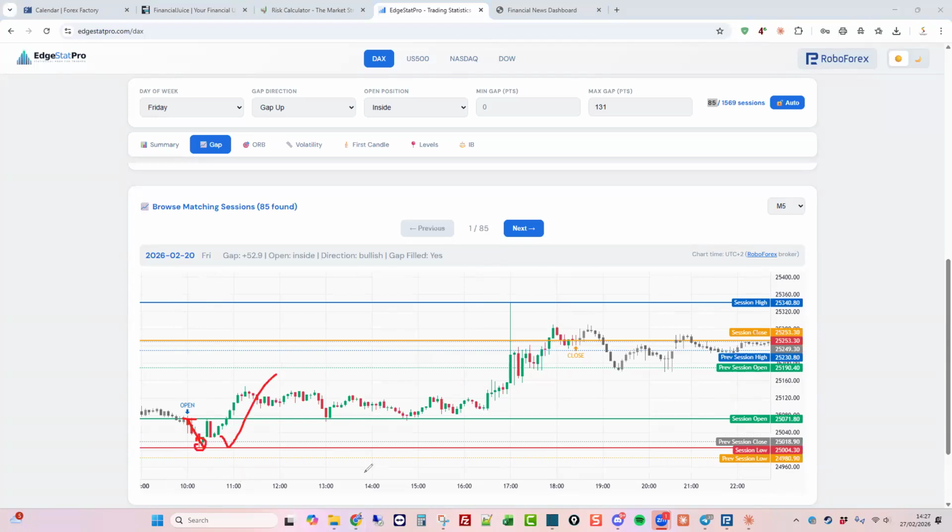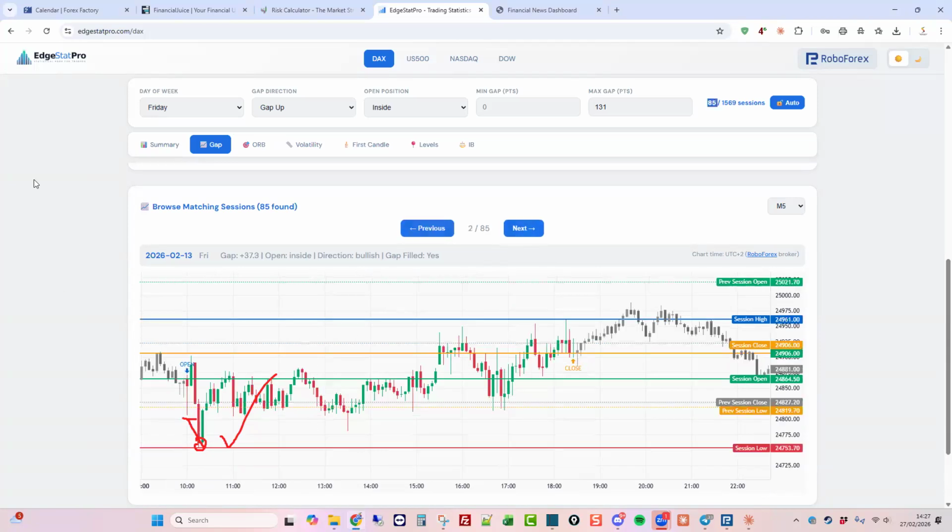Yeah. So tick, we hit it. The next one there, I might get these cleaned up because they're a bit messy. But there's your previous session. We opened there and we immediately hit that session.